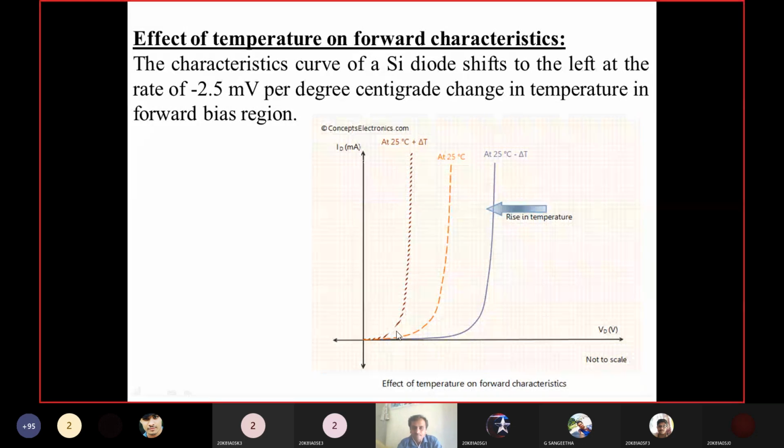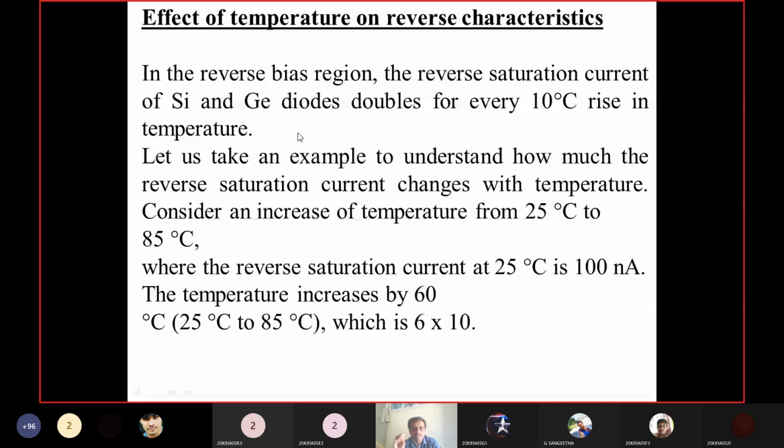Now coming to the reverse bias, silicon or germanium. For every 10 degrees centigrade increase of temperature, what happens? First of all, we will discuss the reverse saturation current. That reverse saturation current will become double.